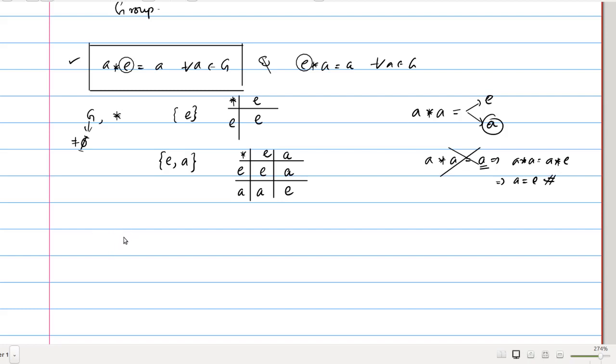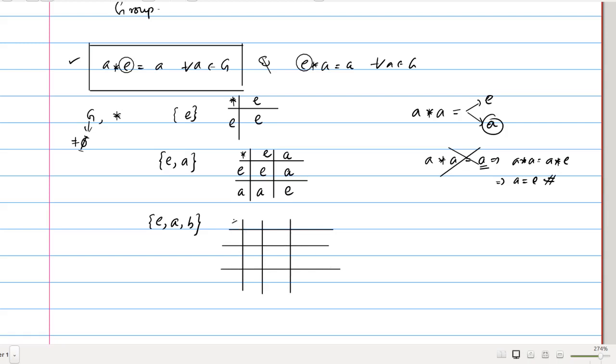Now if we have three elements, we name them E, that is the identity element, A and B. Then what are the possible groups or group structures in this regard?